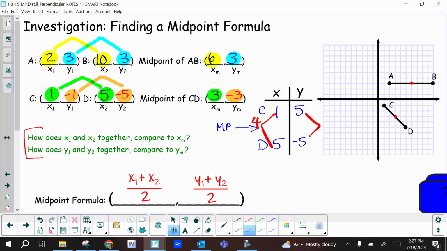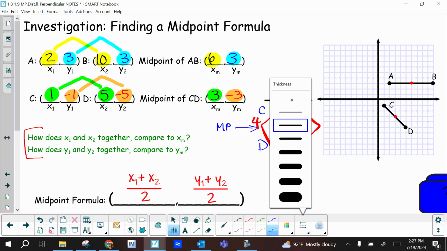How far apart is 5 to -5? Okay, I'm sorry, it's not at 5. I wrote this wrong. Let me go back. See, that's what happens, we always make mistakes. So let's fix this. This is at (1, -1).